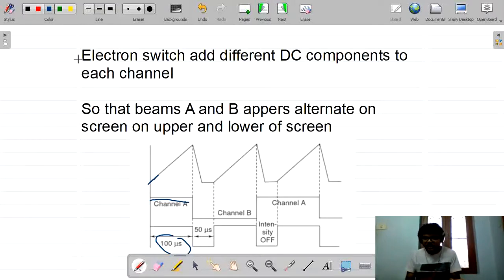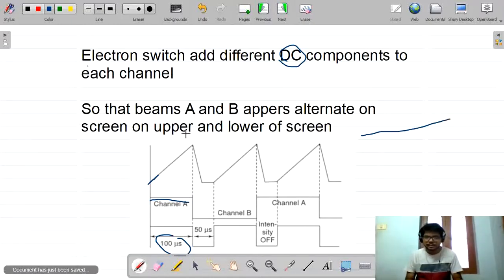Here we can clearly see that the electronic switch adds two different DC components to each channel. Suppose both signals have the same DC component, both signals will overlap. If they have different DC components, the input signal will go to the top and the output signal will go to the bottom. So from here we can see that beams A and B appear alternately on the upper and lower parts of the screen.